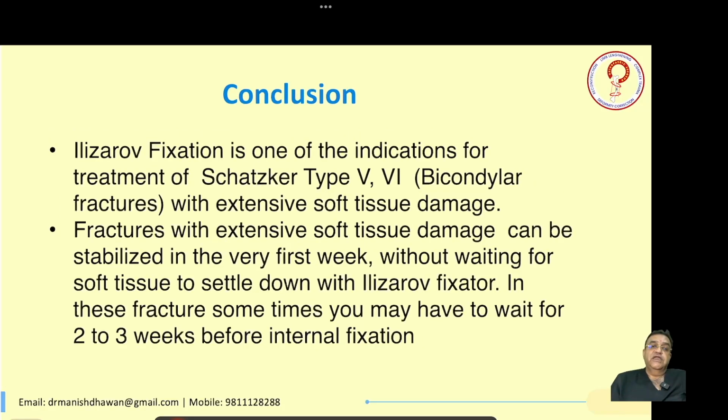So in conclusion, Ilizarov fixation is one of the indications for treatment of Schatzker type 5 and 6 bicondylar fractures with extensive soft tissue damage. Fractures with extensive soft tissue damage can be stabilized in the very first week without waiting for soft tissue to settle down with Ilizarov fixator. In these fractures, sometimes you may have to wait for 2 to 3 weeks before you plan for internal fixation with a plate. So that is the benefit of Ilizarov.